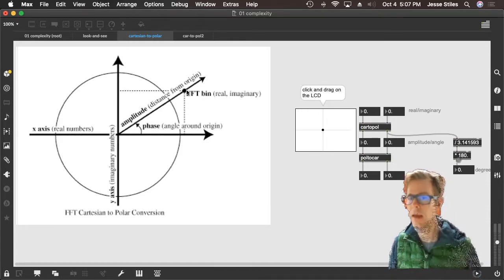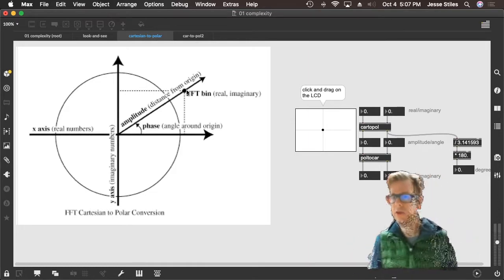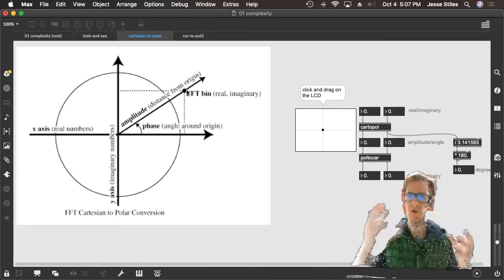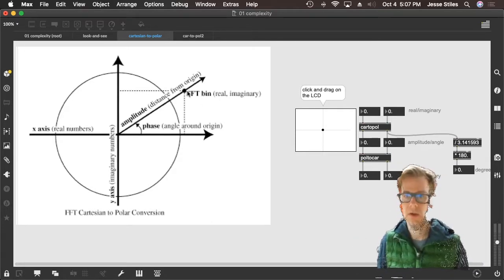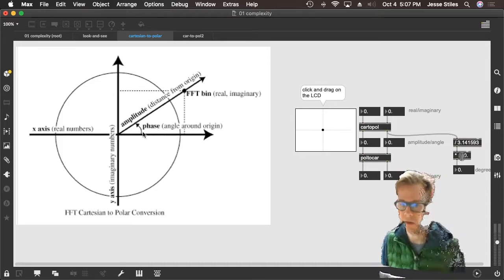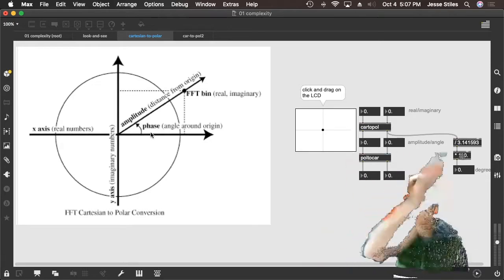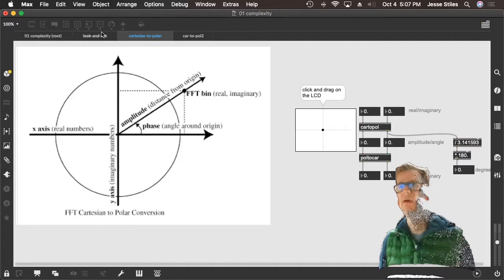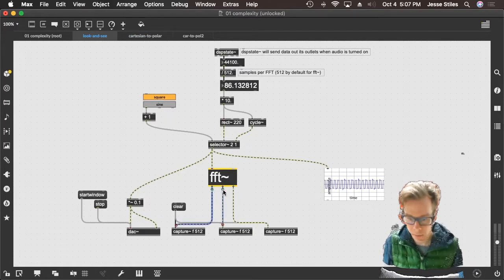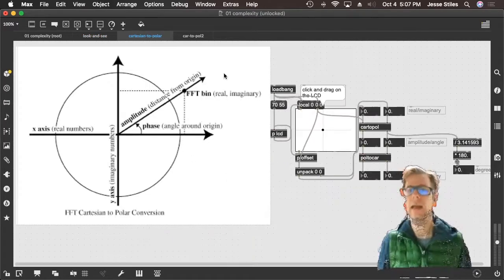And when we're talking about the FFT and we're using this position in two-dimensional space to describe a frequency bin, what we're describing is the amplitude of the signal at that place in the spectrum and the phase of that signal. So the amplitude is going to be the displacement from 0, 0, and the phase is going to be how far along the unit circle we have moved. So these two signals combined describe the amplitude and the phase of that signal.